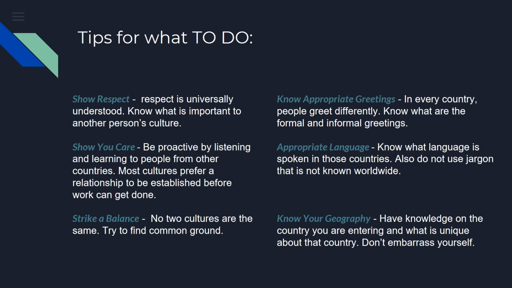There are tips for what you should do to practice good etiquette. For one, show respect. Respect is universally understood. Like I said, countries prioritize certain things higher than others. Some countries think one thing is way more important than another country does, but you should still respect that. You should still understand that, and realize that it is important to both countries. No one should dismiss another person's culture. It's pretty simple. Show you care.